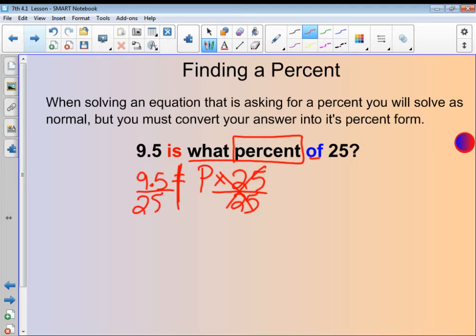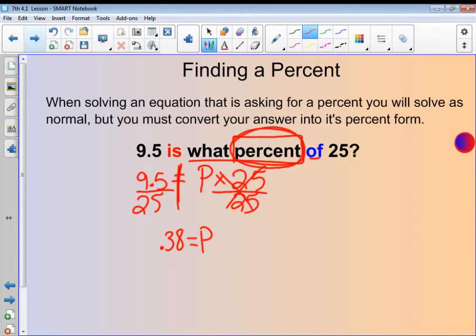Now when I punch this in on my calculator, I punch it in the way I see it, top divided by bottom. So 9.5 divided by 25. When I do that, this is what I get. P equals 0.38. Now I have to remember it did ask what percent. So I need to change that 0.38 to a percent.